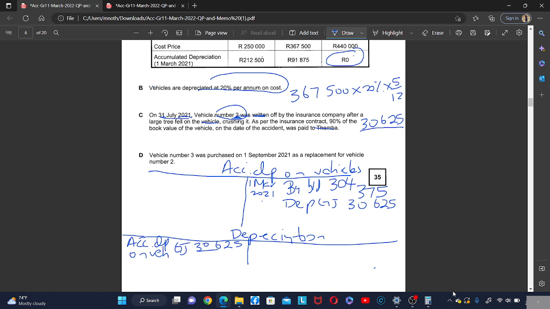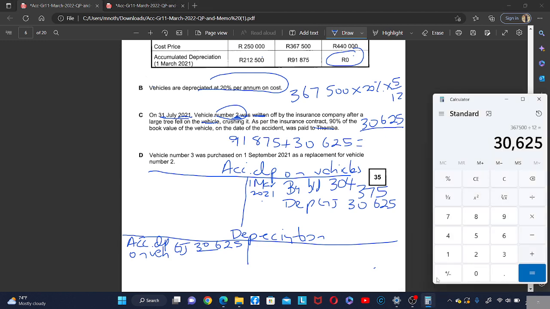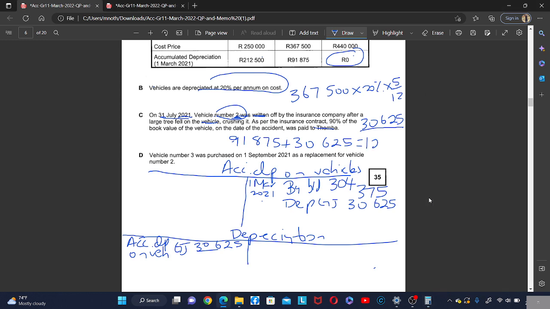Then after we have calculated the depreciation of the asset that the business is getting rid of, we have to add it to the accumulated depreciation of the asset that the business is getting rid of. So it's going to be 91,875 plus 80,625, which is equal to 122,500.